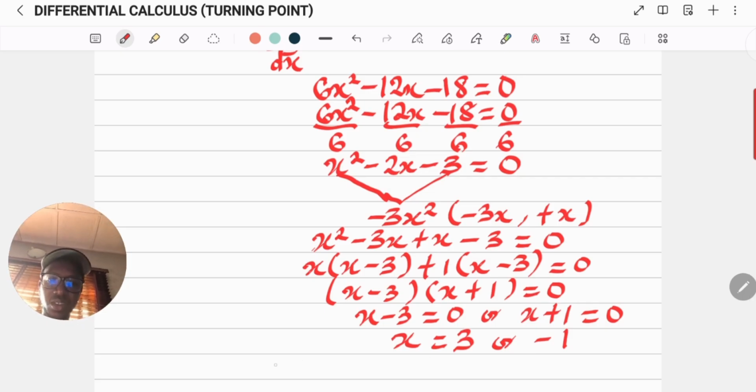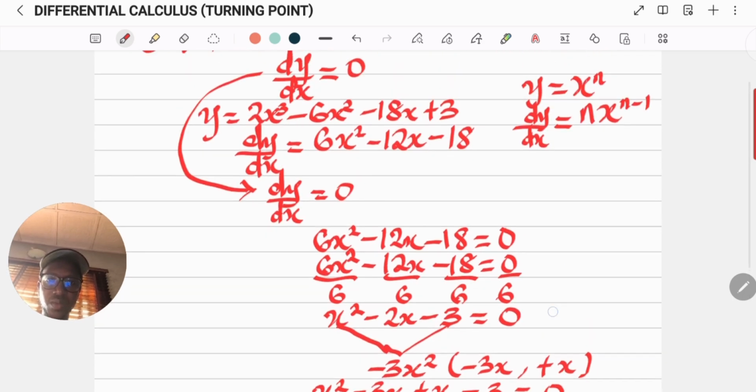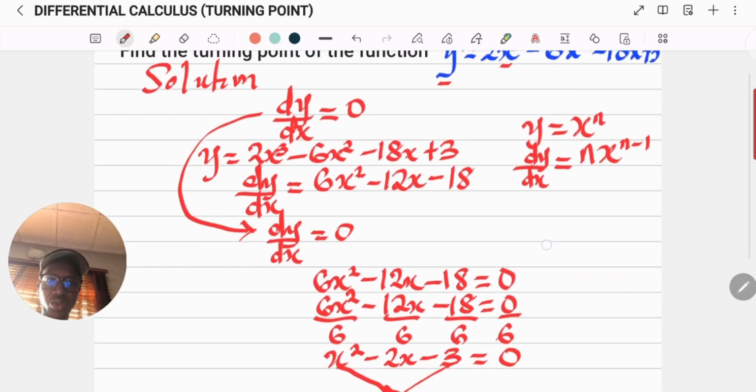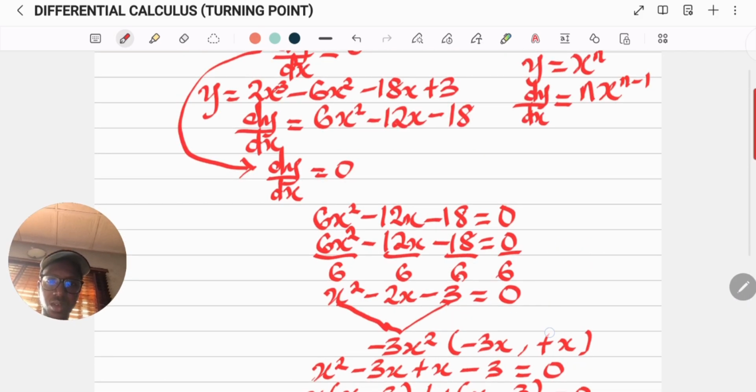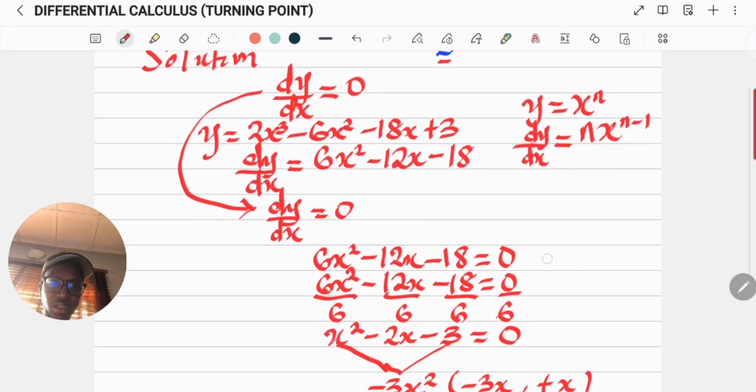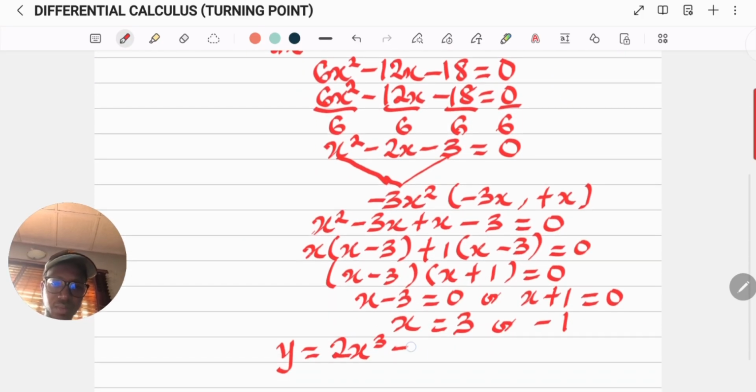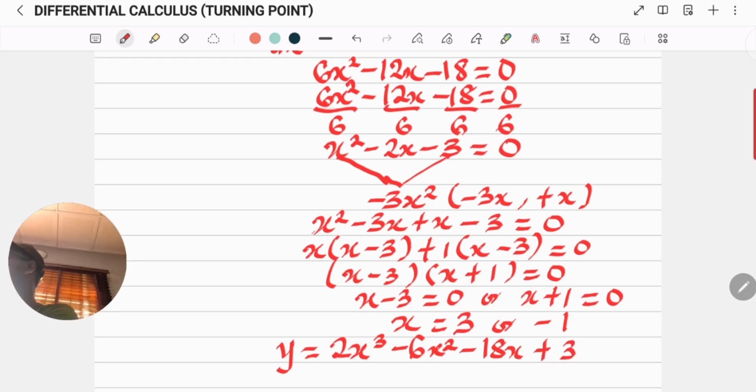to go back to the original equation, which is y equals 2x cubed minus 6x squared minus 18x plus 3. All right, so that's the original question.